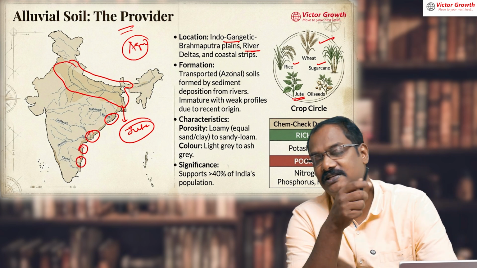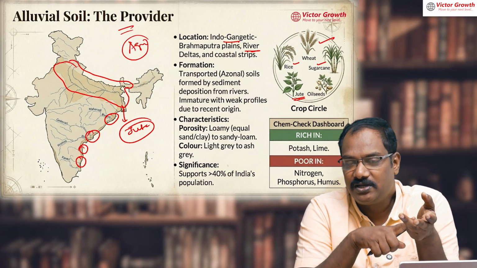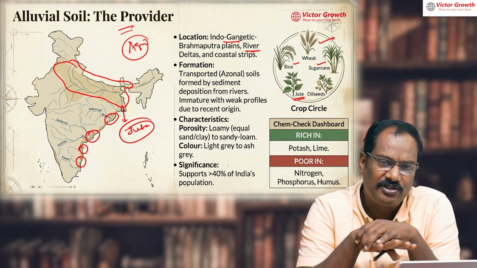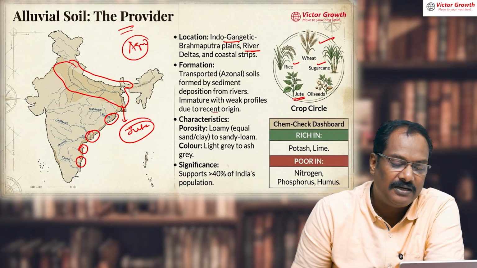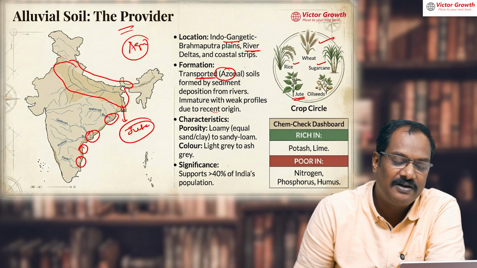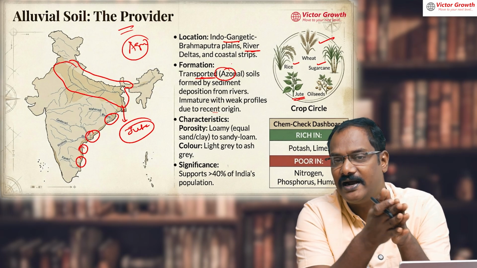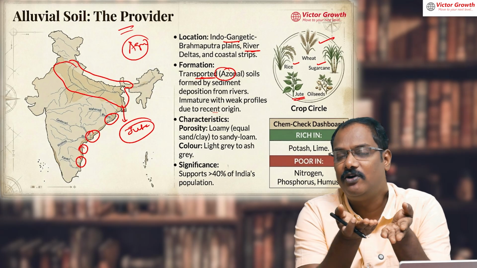So two places where the soil is found: one is the northern plains, that is Uttar Pradesh, Uttarakhand, then Uttar Pradesh, Bihar, West Bengal, all these places. Okay. These are transported soils. Please write down the word azonal. Azonal means there is no connection between the parent rock and the top soil. Zonal means the parent rocks are weathered to form the soil.